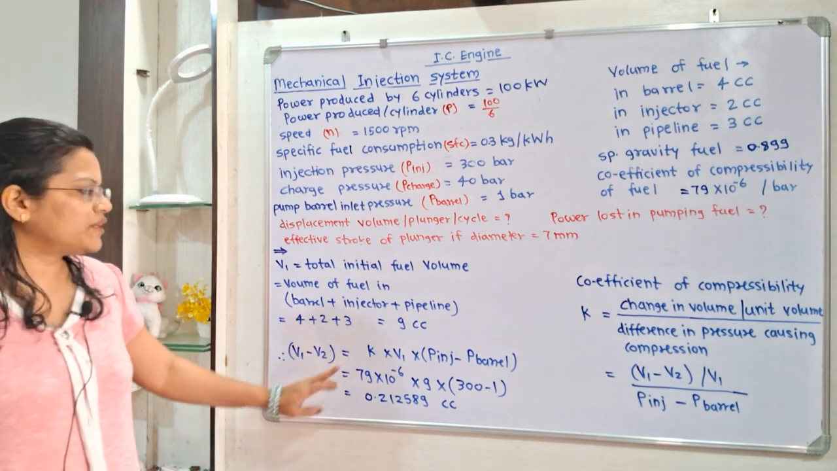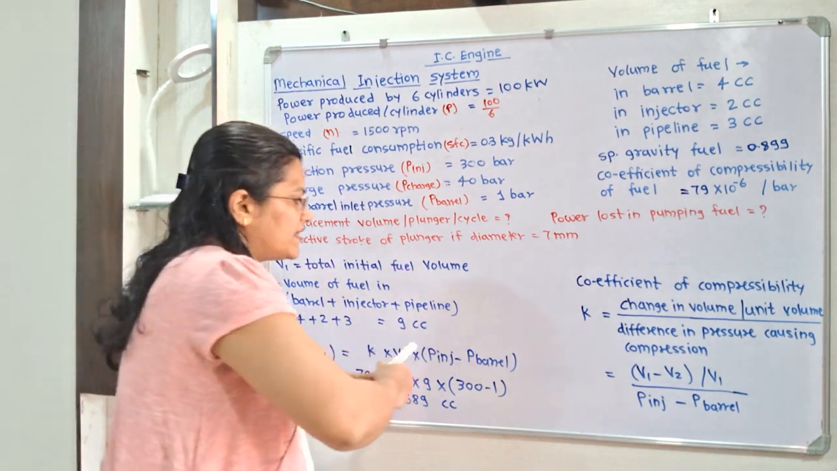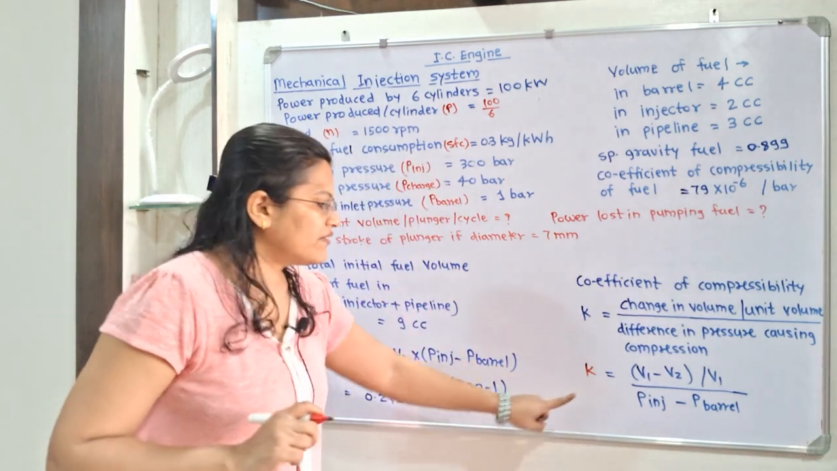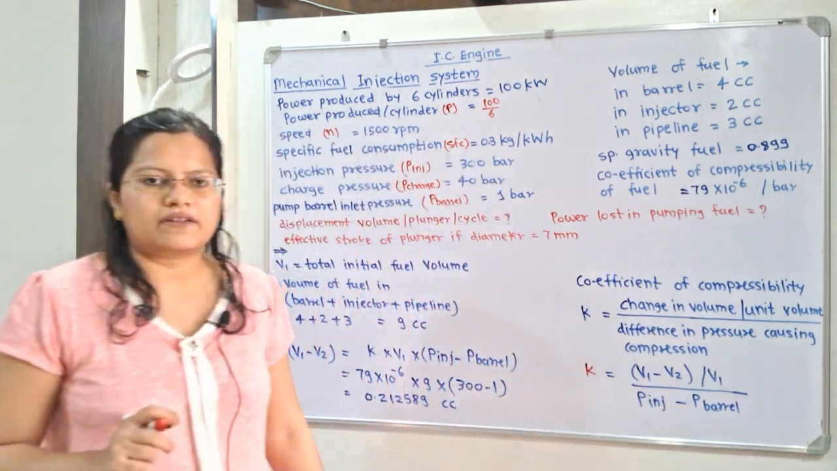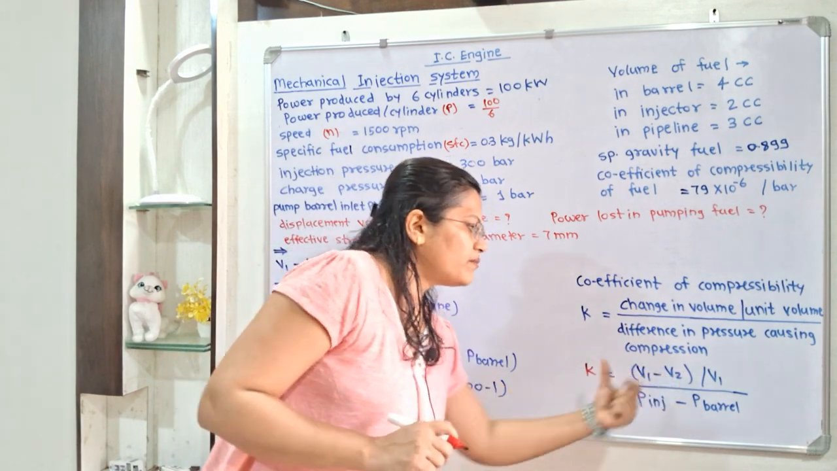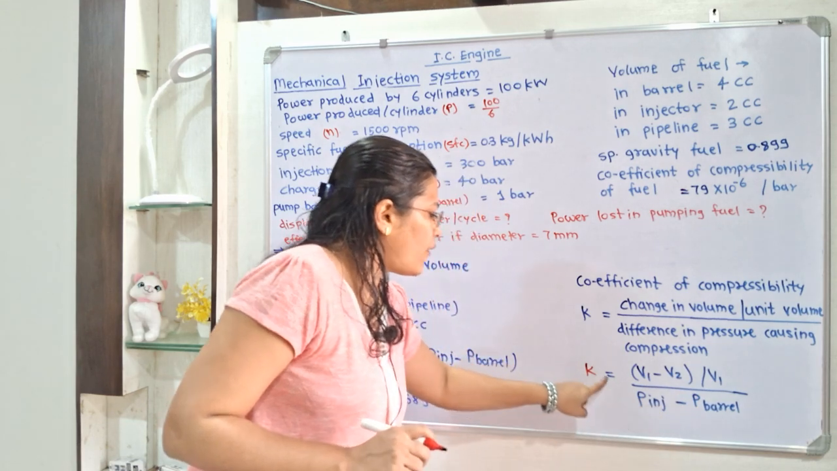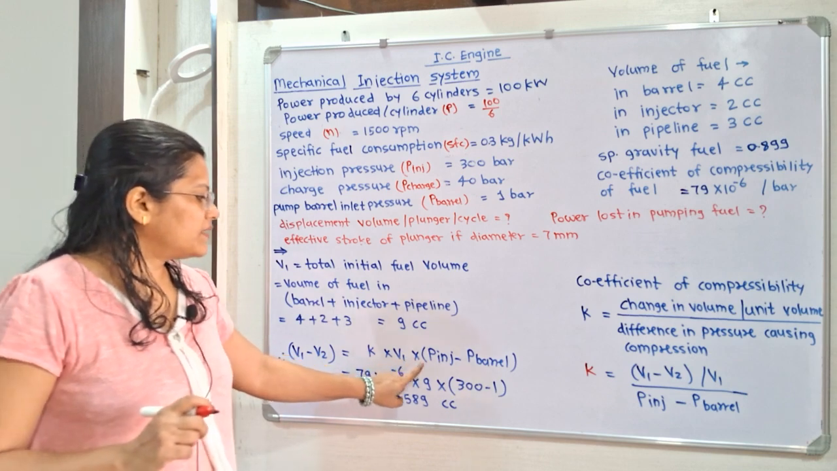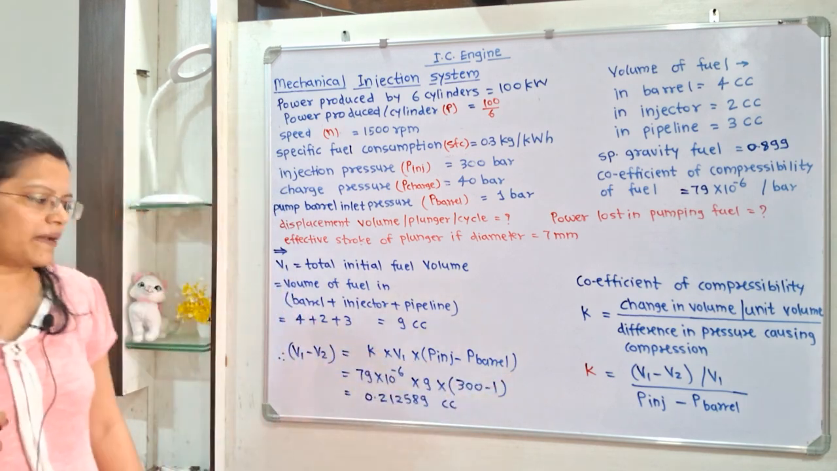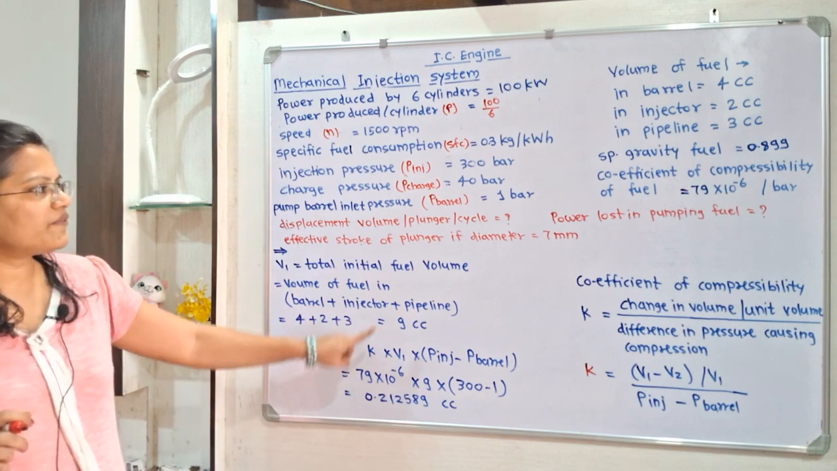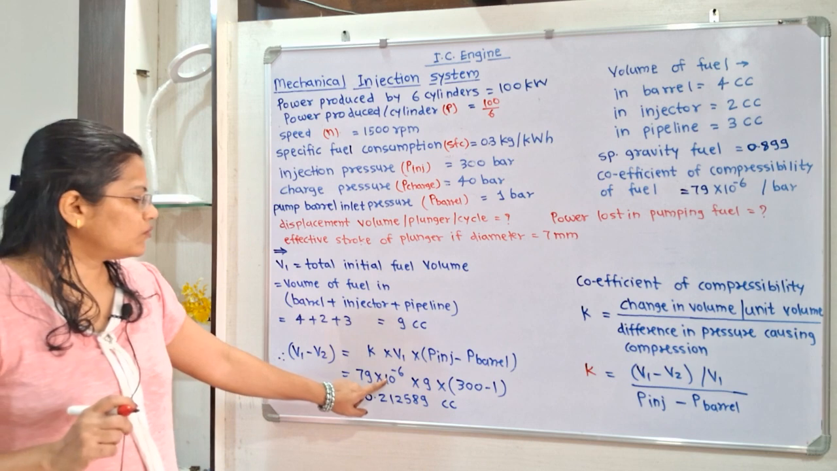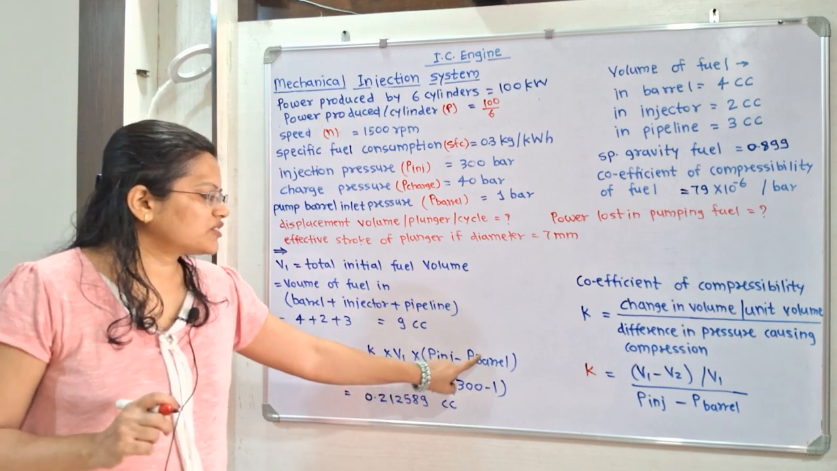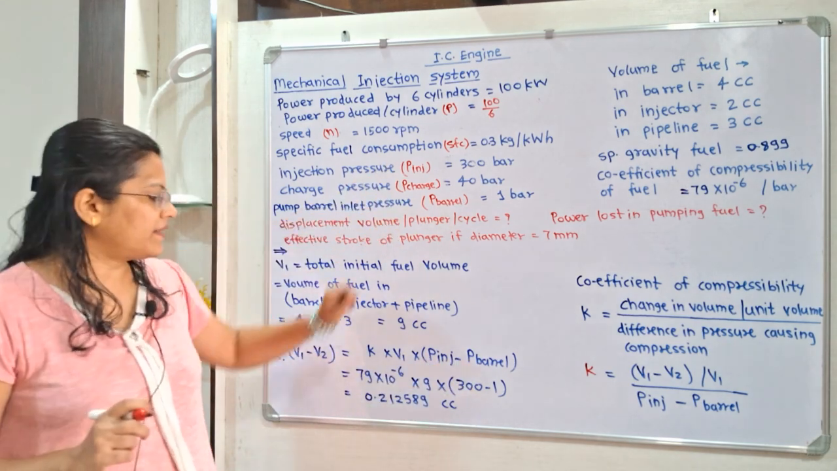For V1 minus V2, from this formula we can say K is equal to (V1 minus V2) by V1, divided by P injector minus P barrel. So how to find the value of V1 minus V2? We will transfer all the terms to the left hand side. So it is K multiplied by V1 multiplied by P injector minus P barrel. Here the value of K we have to take is 79 into 10 raised to minus 6. V1 is 9 cc and P injection minus P barrel is 300 minus 1.